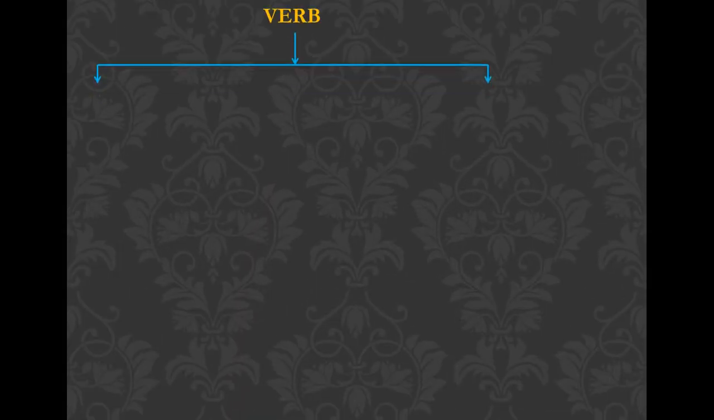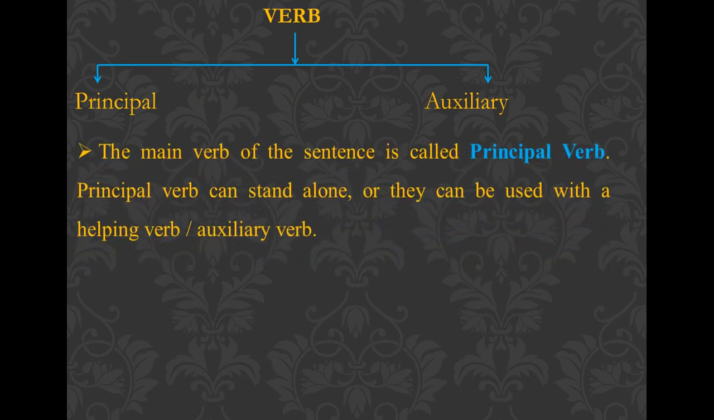Here again, verbs are of two kinds, principal and auxiliary. So what is a principal verb? The main verb of the sentence is called the principal verb. We all know that in a sentence there will be a main verb. A principal verb can stand alone, or it can be used with a helping verb. Helping verb is another name for auxiliary verb.